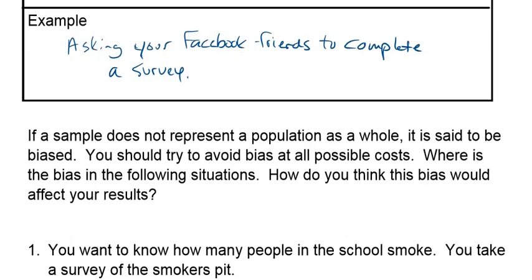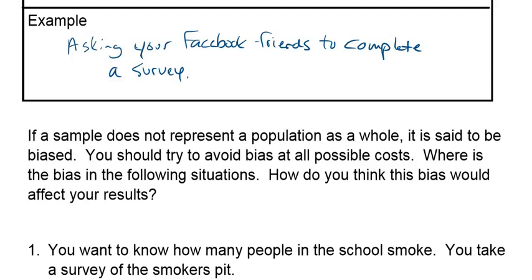If a sample does not represent the population as a whole, it is said to be biased. You hopefully have heard that term before. It means it's misleading or unfair or not representative. So you should try to avoid bias at all possible costs. Where is the bias in the following situations? How do you think this bias would affect your results? So let's read through these situations and determine what the bias is here.